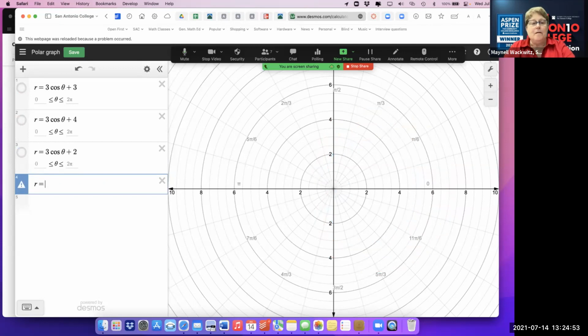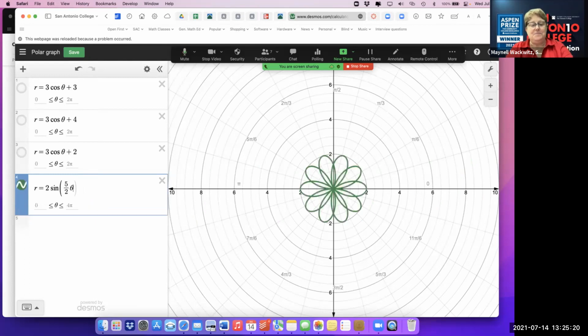So let's do r equals 2 sine, what do you want me to put? What's the smallest number in front of theta? Bigger than 1, smaller than 5. 4.5. Smaller, because my scale is smaller than that. Okay, 5/2 theta. I have to spell correctly. And do you see we get a rose.